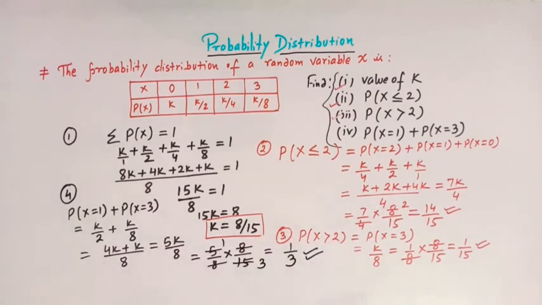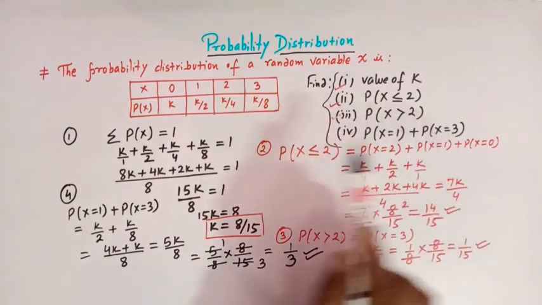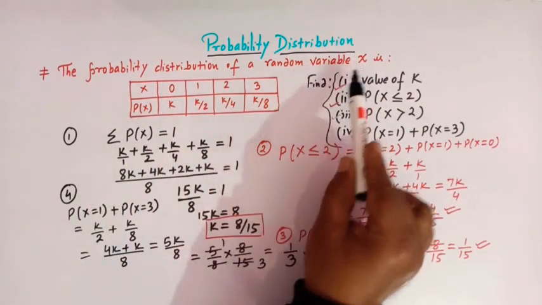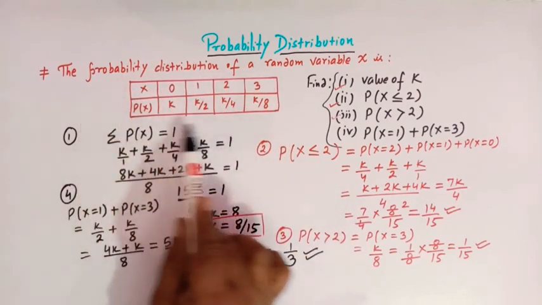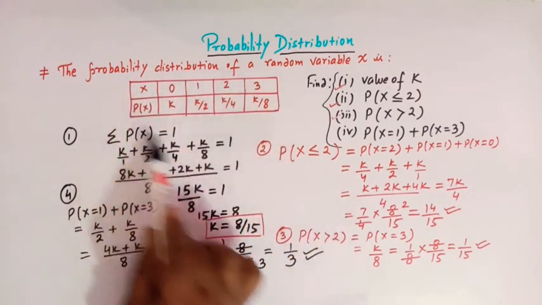So viewers, this is how we solve such type of problems corresponding to a random variable x when the probability distribution table is given like this.